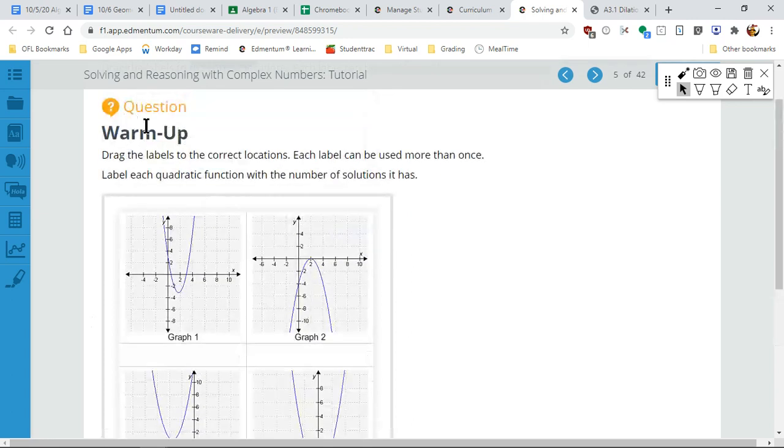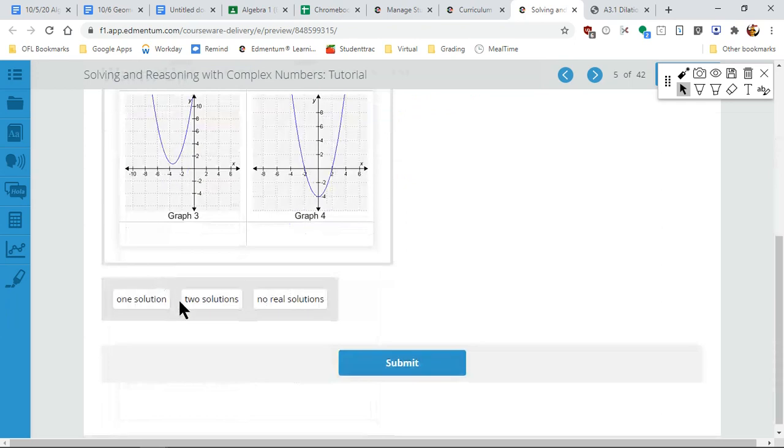All right, guys. So here we're going to describe how many solutions there are. Obviously, if it crosses the x-axis twice, there are 2 solutions.